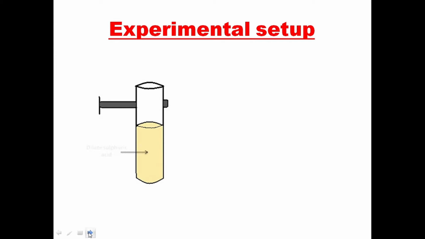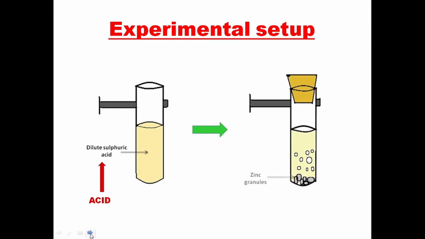In the experimental setup, we'll first take a test tube and put some dilute sulfuric acid in it, which is our acid in this experiment. Now comes the chance of putting some zinc granules into the acid, which is nothing but a metal in this experiment. We observe that a brisk reaction is taking place and some bubbles are also seen. You can see the bubbles over here.